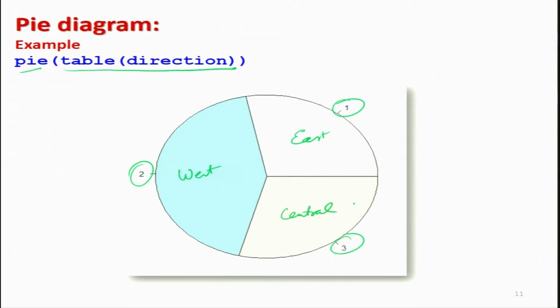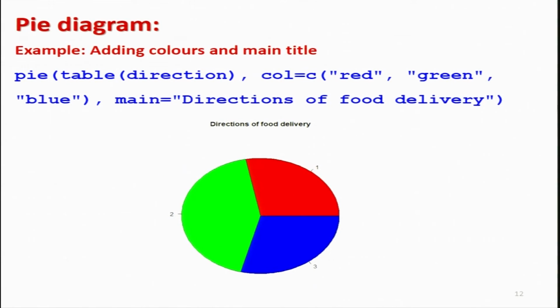So by looking at this one, you can see that the west branch is supplying most of the pizza in the city. And now after this, it is up to you how much you want to make this graphic informative and beautiful. For example, you can add color, titles, etc.